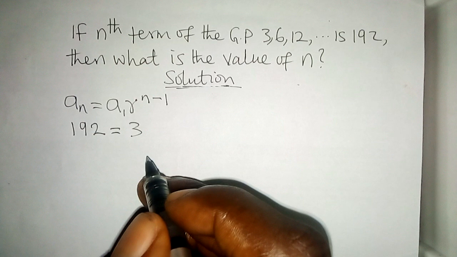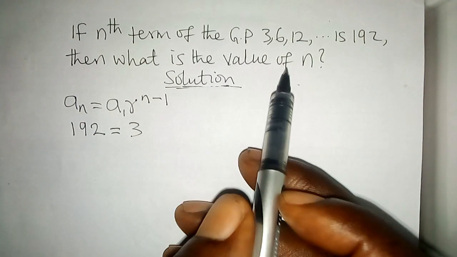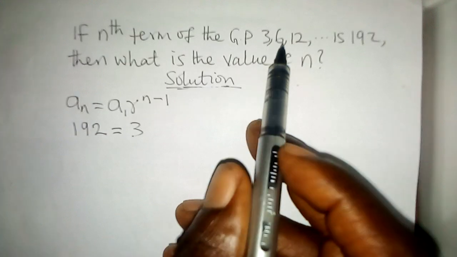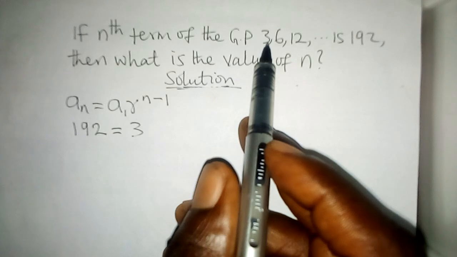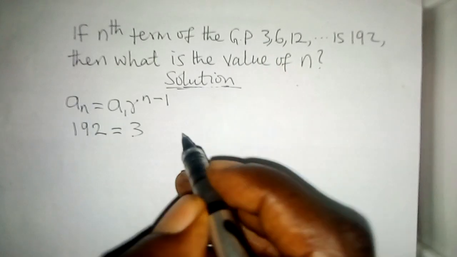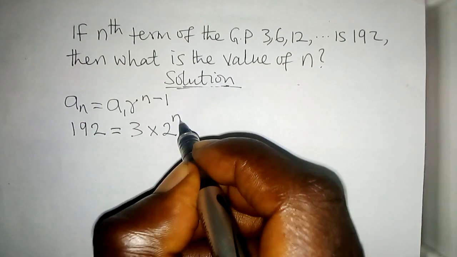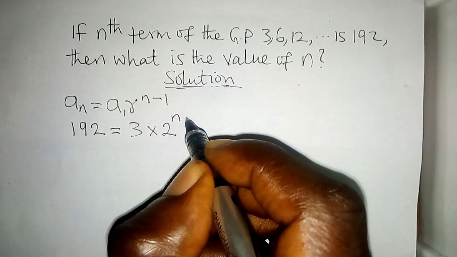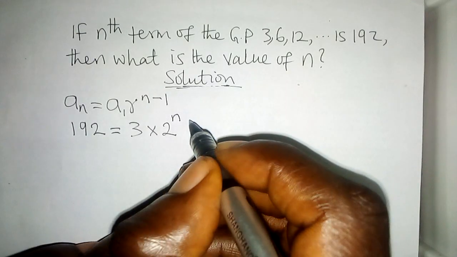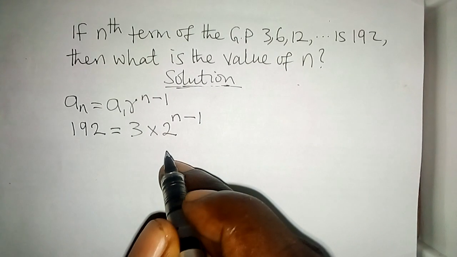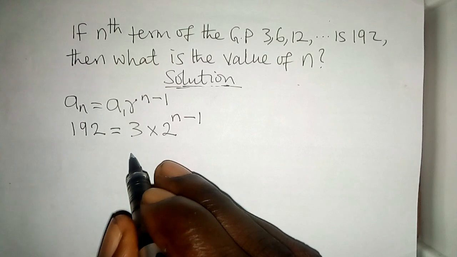Meanwhile, our common ratio is 2, because our common ratio is gotten from the second term divided by the first term. So 6 all over 3 will give us 2. So multiply by 2 raised to the power of n minus 1.